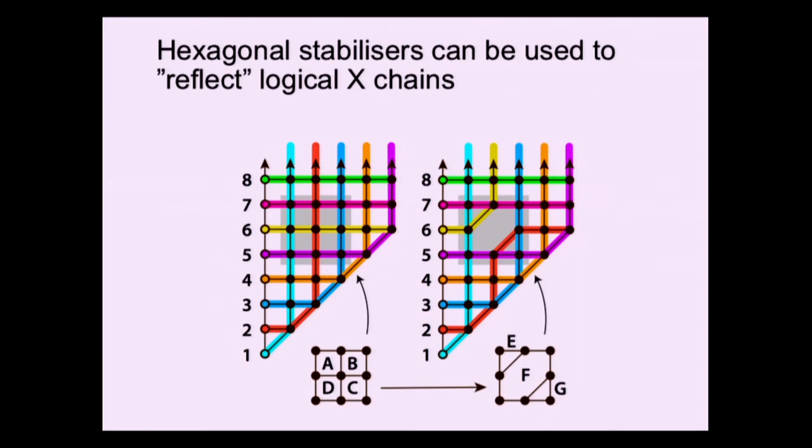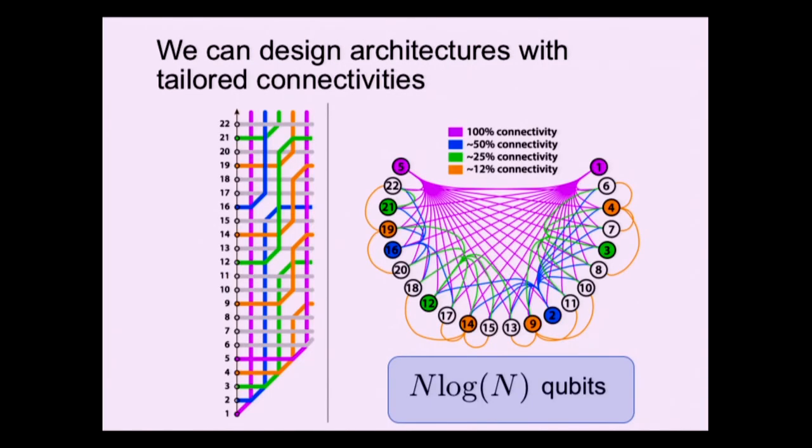The effect of these hexagonal stabilizers is to deflect the logical X operators. And by using these deflectors, we can obtain interesting connectivities like the following. So what we have in this system is that we have a few qubits that are highly connected, and some other qubits that are only 50% connected, and so on and so forth. The advantage of this is that rather than using an n-squared overhead, we only need n log n qubits.